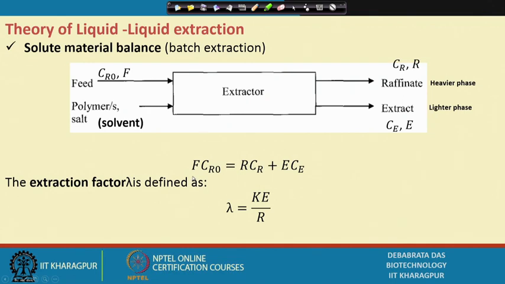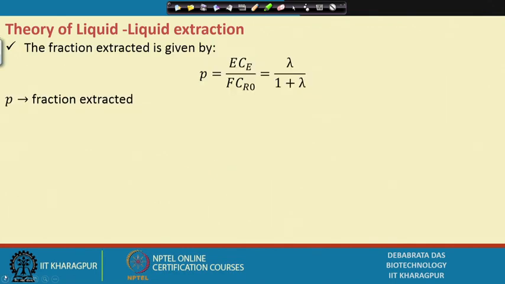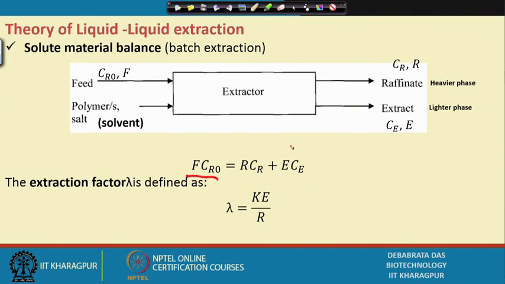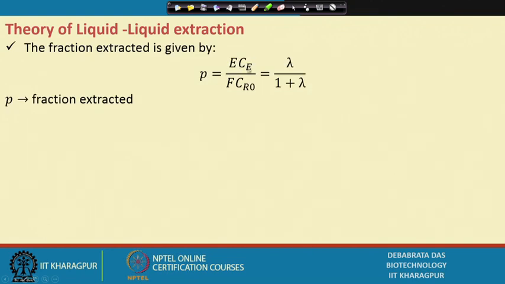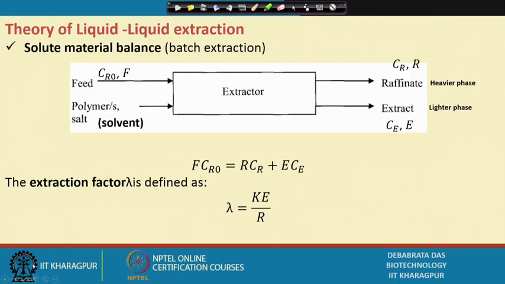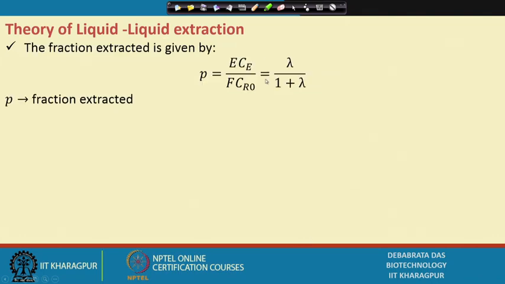If you do the material balance, it will be F R0 equals R Cr plus E C. Then we can write that the extraction coefficient equals K into E by R. That is how we can find out the extraction factor, lambda, which can be defined like this. Now, this equation we can write in this form: P equals E C by F R0. This is lambda. Here you can see lambda equals K E by R, and we use this here. Then we can find out these equations.